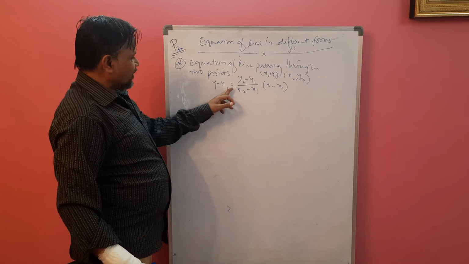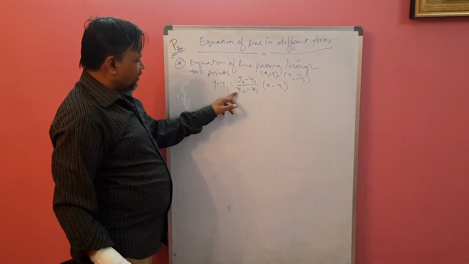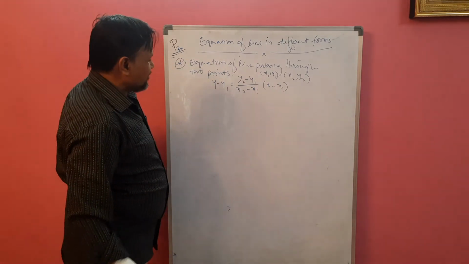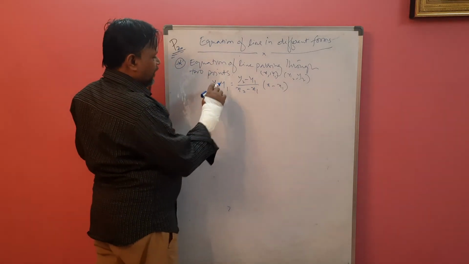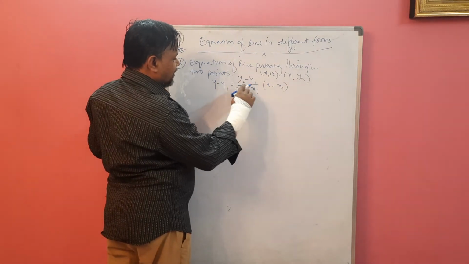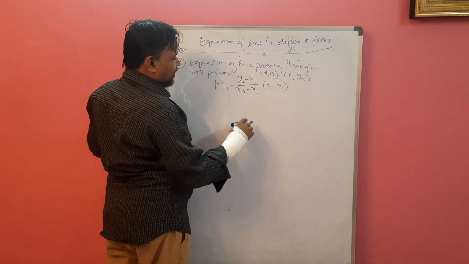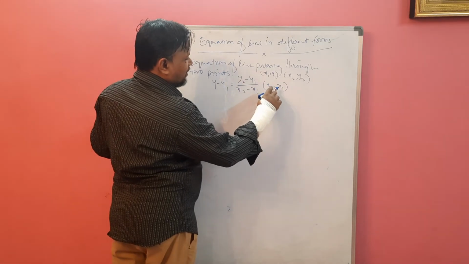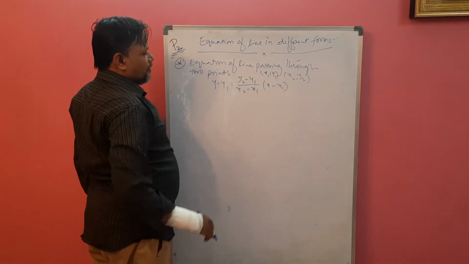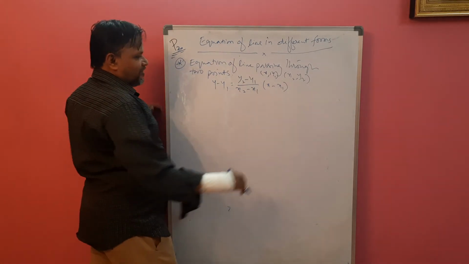y minus y1 equal to (y2 minus y1) by (x2 minus x1) into (x minus x1). Once again, read it: y minus y1 equal to (y2 minus y1) by (x2 minus x1) into (x minus x1). So this is called a line passing through 2 points.